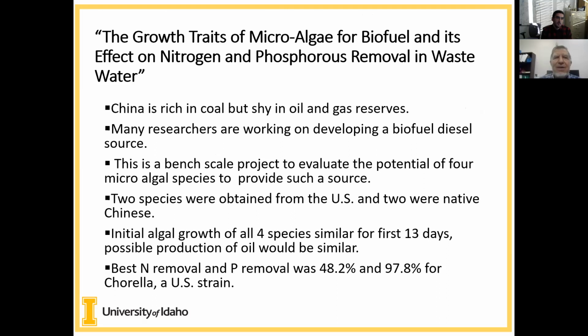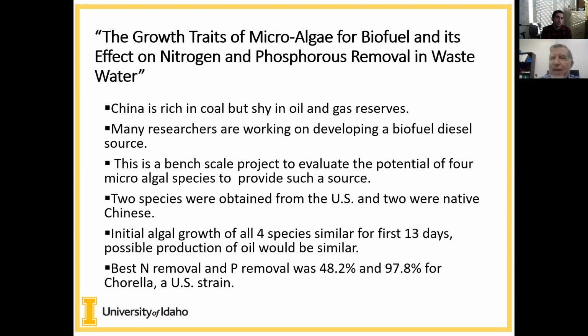Our next RPA is entitled The Growth Traits of Microalgae for Biofuel and its Effect on Nitrogen and Phosphorus Removal in Wastewater. This is a Chinese study, and China is rich in coal, but shy in oil and gas reserves. Many researchers in China are working on developing a biodiesel fuel source. This research was carried out as a bench scale project to evaluate the potential of 4 microalgae species to provide such a source for biodiesel.